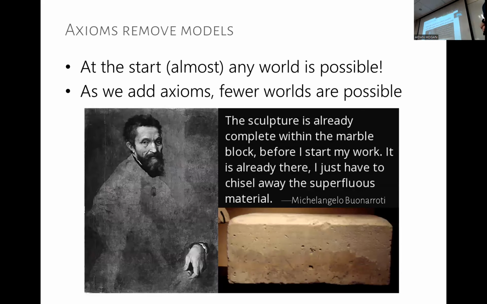It's similar to this famous quote from the sculptor Michelangelo Buonarroti, I guess. The quote states that the sculpture is already complete within the marble block. Before I start my work, it is already there. I just have to chisel away the superfluous material. It's similar when we're defining ontologies. We have all the possible models, and as we start adding more axioms, we start chiseling away from the block, removing models that are possible.